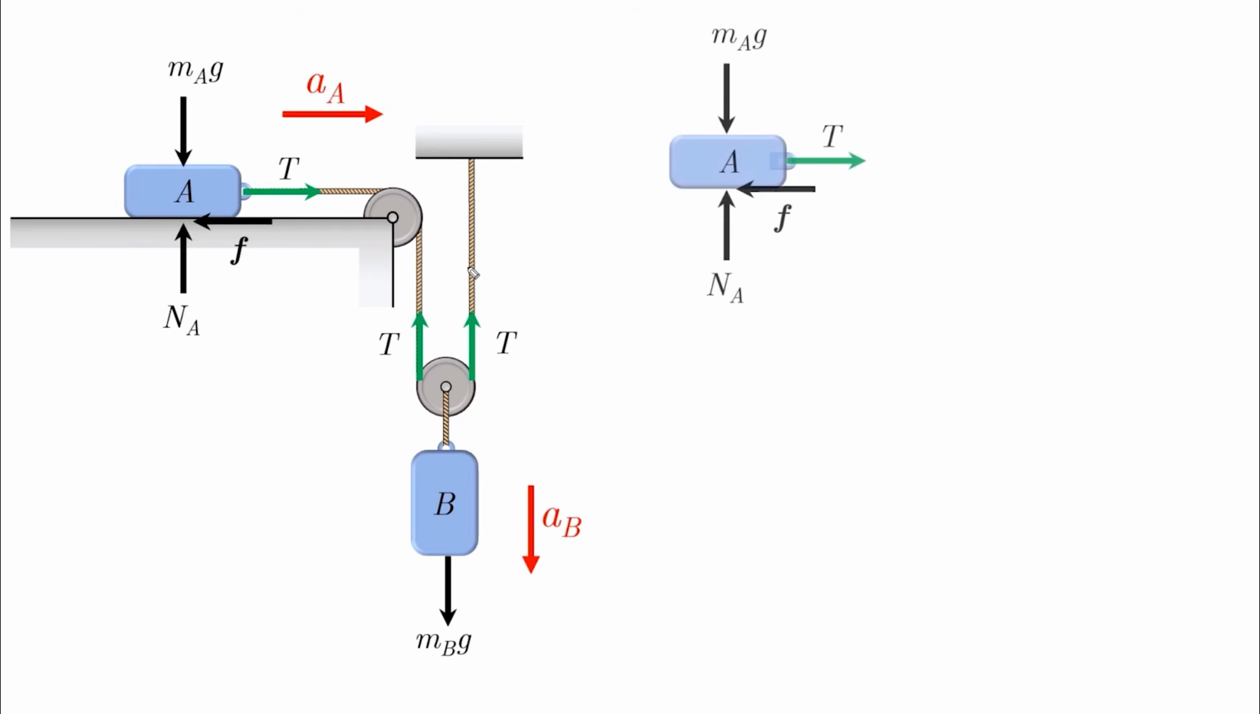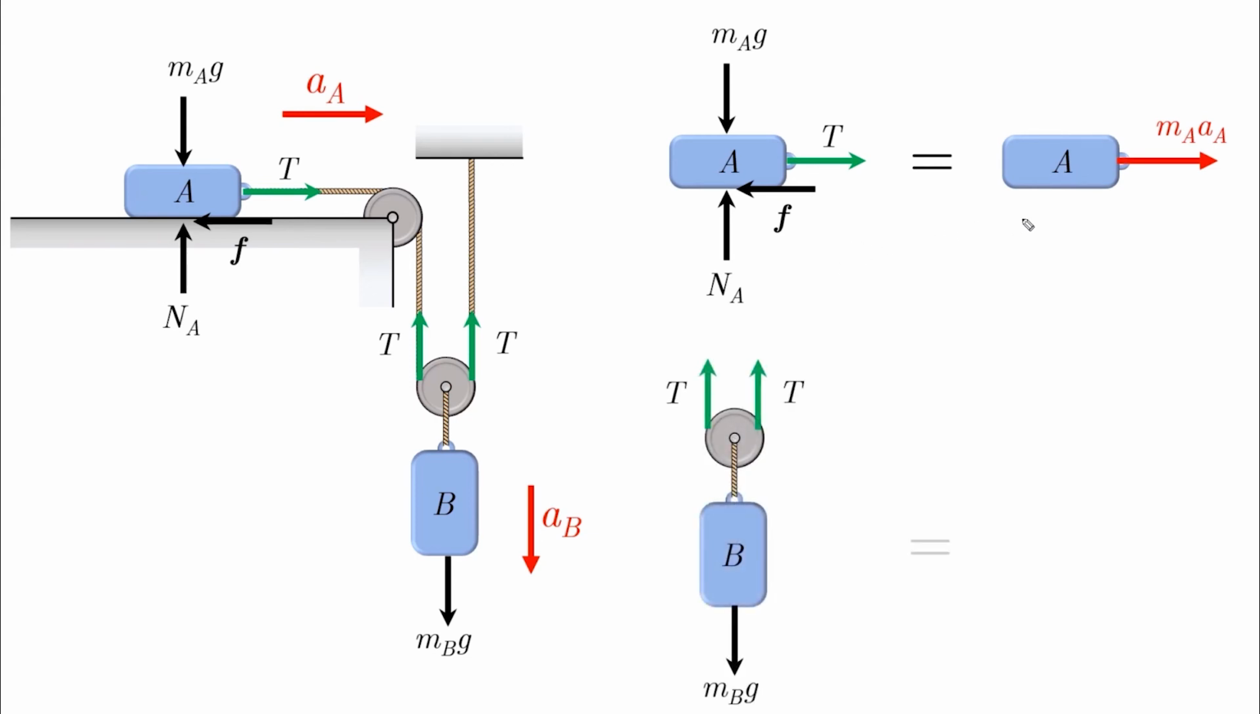So for A, the summation of forces is equal to ma, and for B also, the summation of forces equals ma. And note for each free body diagram that the kinetic diagram has the same direction of the acceleration. So for A, it is m_A a_A in the same direction of the acceleration, and for B, it is also the same. So for the top equation, we have the positive to the right, and for the bottom equation, we have the positive down.